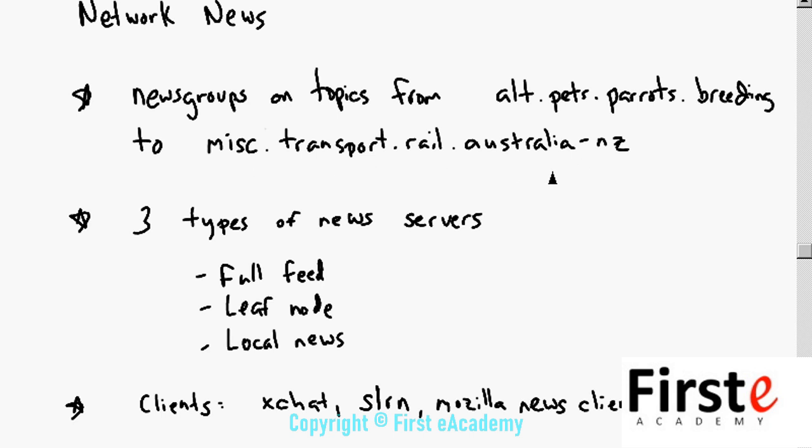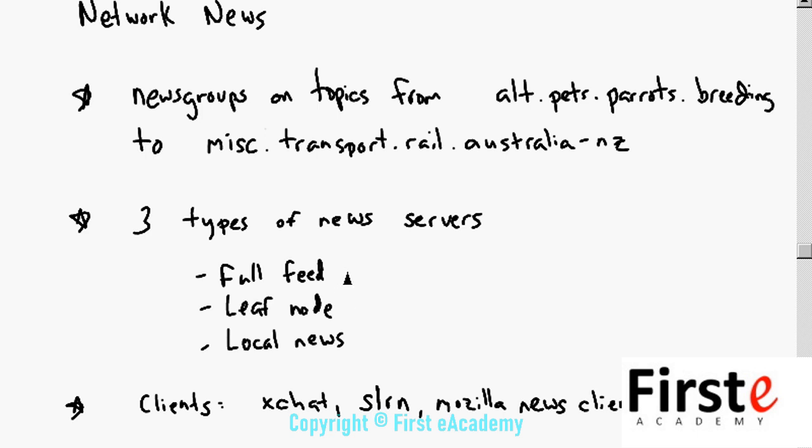But that's the beauty of news groups: on some specific topic, you can open this up to people all over the world, and people that have this common interest can then share ideas about that. And the nice thing about having very specific news groups is that when you go on to a news group like transport.rail.australia and New Zealand, you know exactly what kind of information you're going to get. So there are basically 3 types of news servers that you can set up: a full feed news server, a leaf node news server, or a local news server.